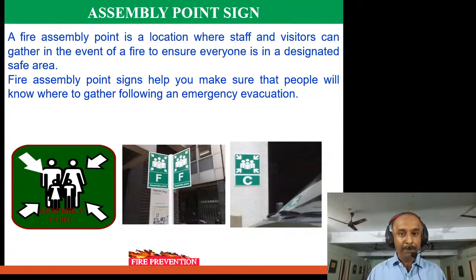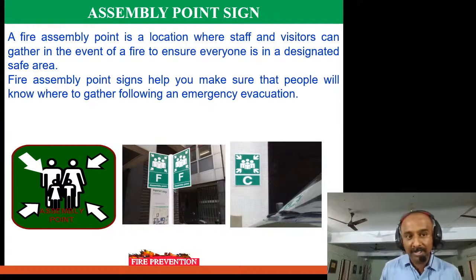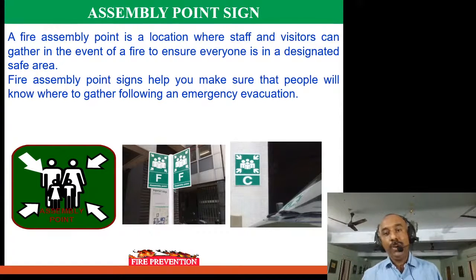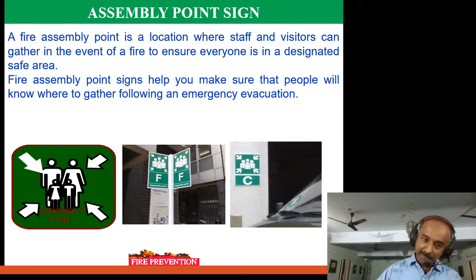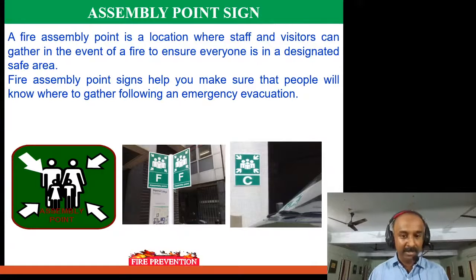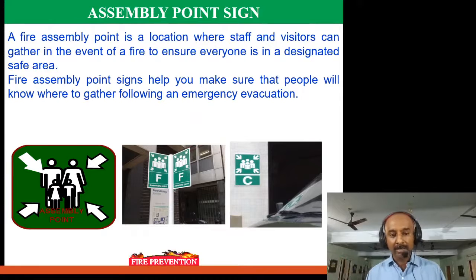The fire assembly point is a location where staff and visitors can gather in the event of a fire, to ensure everyone is in the designated safe area. Fire assembly point signs help make sure that people know where to gather following an emergency evacuation. Even outside your building, this kind of indication sign is given. After evacuation, you just go to the assembly point for counting.